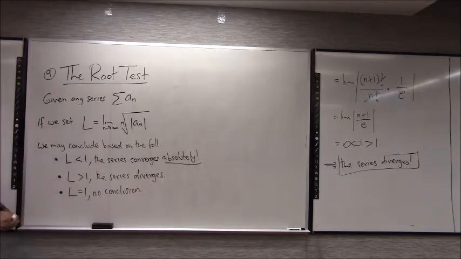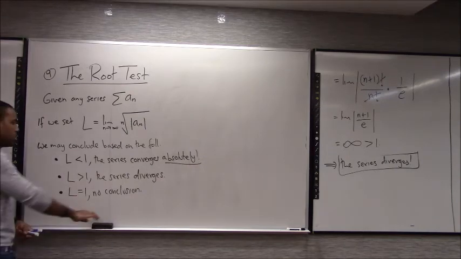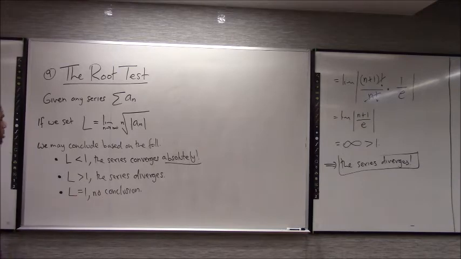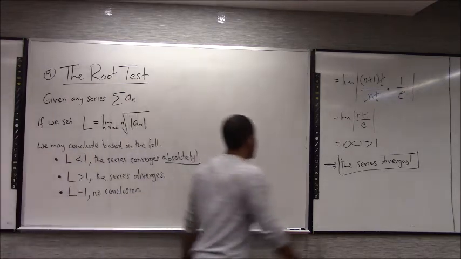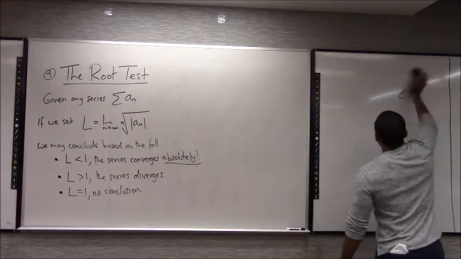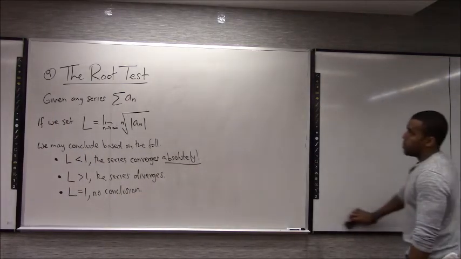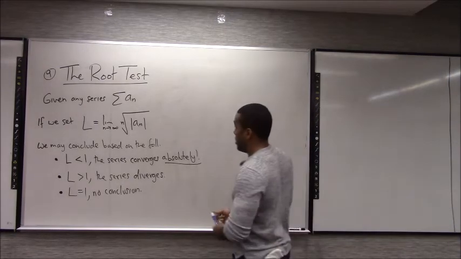You might also notice that the terms here are allowed to be 0 because you can't have 0 under a radical. That's not going to be a problem. In the ratio test, you can't have any of the terms being 0 because you actually divide by them. But that's the root test.